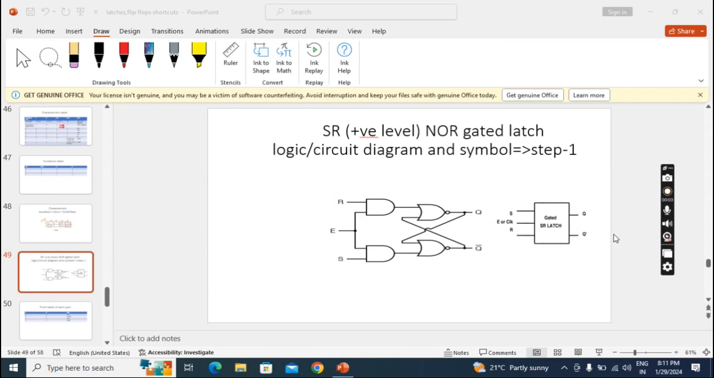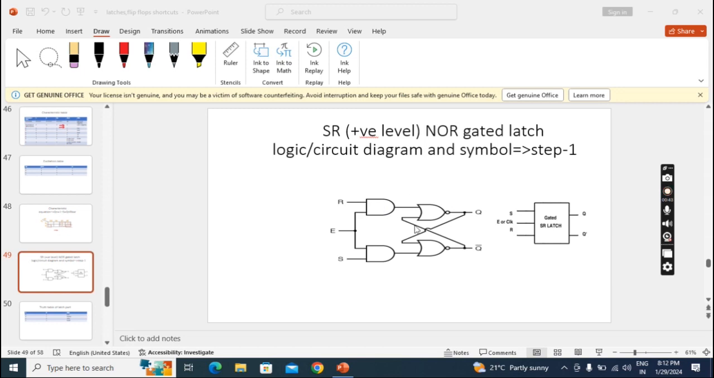In this lecture, I will explain both positive level and negative level SR NOR gated latches, separately. First we will discuss positive level. So why did the name NOR latch come? Because the latch part is NOR. If this latch part is NAND, it will become a NAND latch. Why gated? Because to that latch, some driving or gating part is attached at the input side. That's why. And one more thing we have to observe between gated NAND and gated NOR.